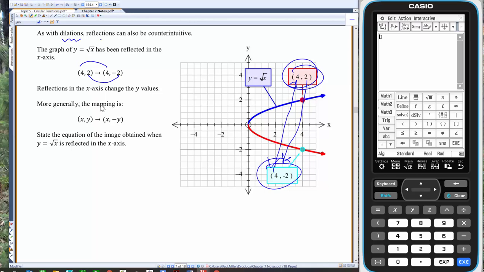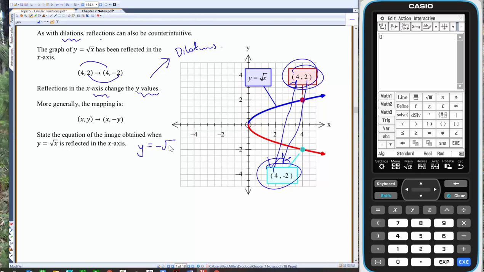More generally, the mapping works like this. (x, y) maps to (x, negative y). X doesn't change, and we put a negative sign in front of that y value to reflect it in x. So reflections in the x-axis change the y values. Think of dilations as well, it's exactly the same as dilations. So, state the equation of the image obtained when y equals root x is reflected in the x-axis.